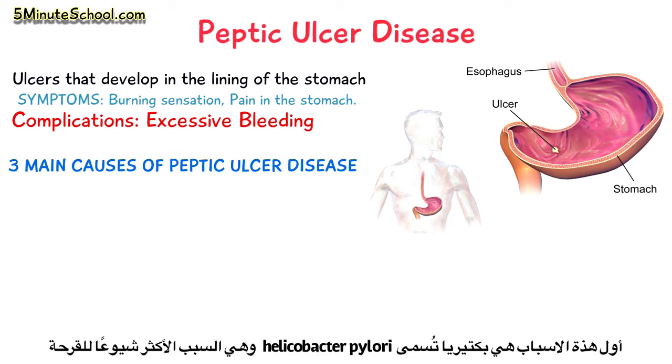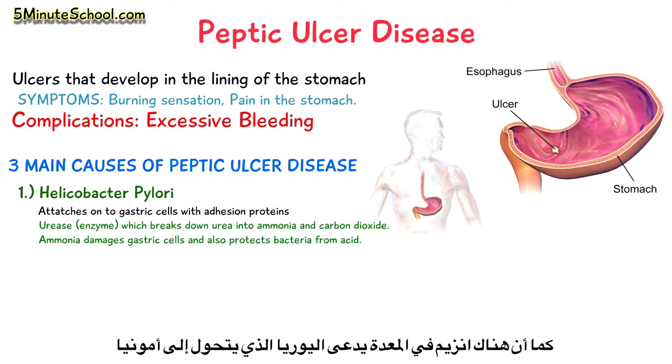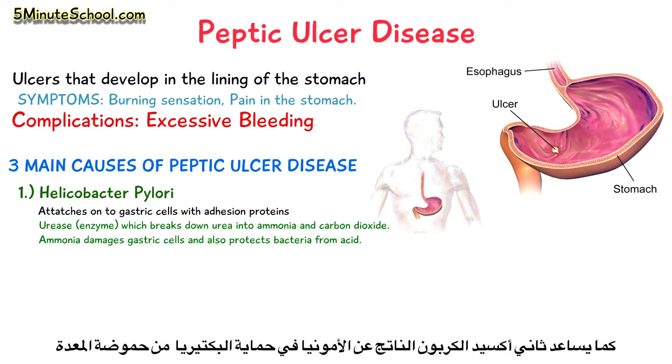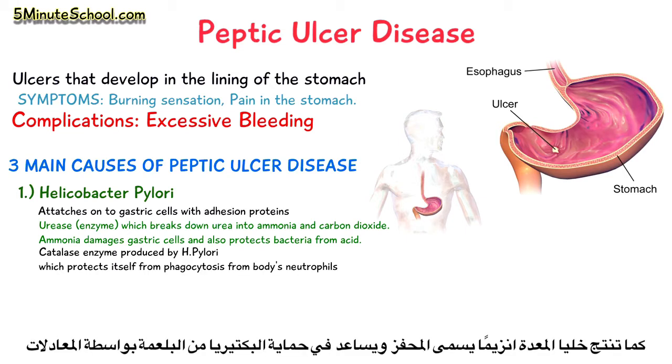The first is a bacteria called Helicobacter pylori, and this is the most common cause of peptic ulcer disease. So this bacteria has several adhesion proteins so it can attach itself onto the gastric cells of the stomach. It has an enzyme called urease, which breaks down urea into ammonia and carbon dioxide. The ammonia produced helps to protect the bacteria from acidity of the stomach, and it also damages the protective mucus layer of the stomach and the gastric cells. It also produces an enzyme called catalase, which protects the bacteria from phagocytosis by the neutrophils.